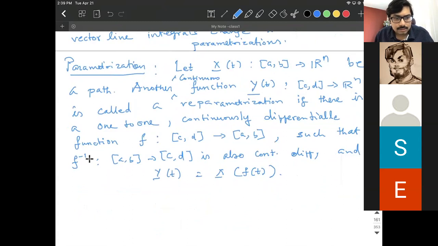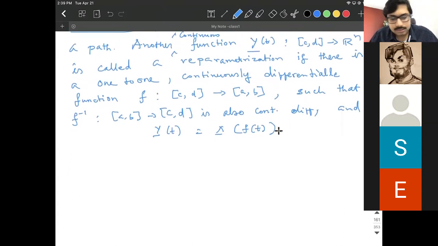Okay, so this is a slightly technical condition. The technical condition comes from the function f. So you need this function to be continuously differentiable and one-to-one. And not only that, the inverse should also be continuously differentiable. Okay, so now once you have this reparametrization, you want to know how it affects the integrals.